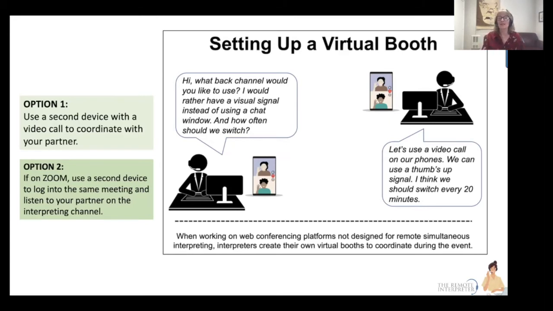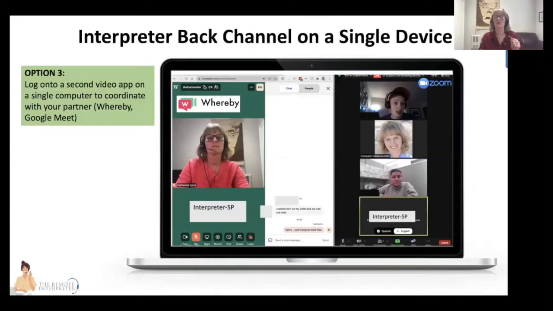So you can use a second device with a video call to coordinate with your partner, as we just saw on the little demo video we showed. You can also, and I've done this and it works well, if you're using Zoom, log on to Zoom as a participant with a second device and listen to the interpreting that way, and then use the Zoom chat to do the switch over. All this, I know, is so abstract. You just have to go play with it and practice it in order for you to know how it goes.